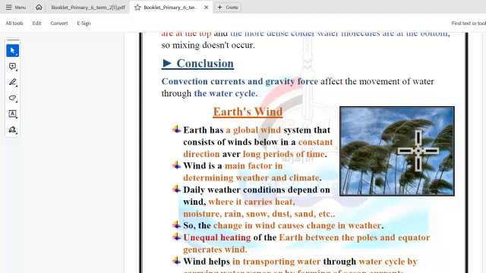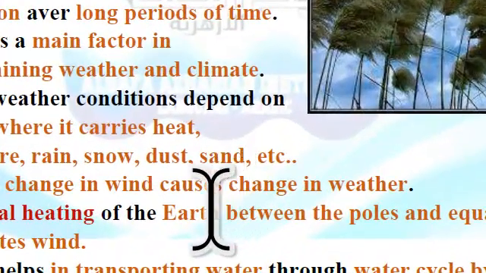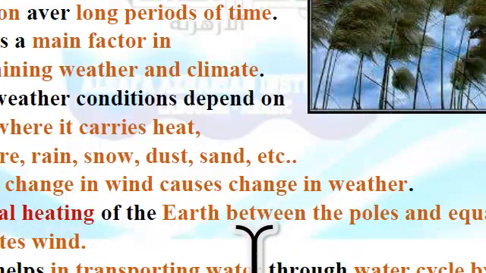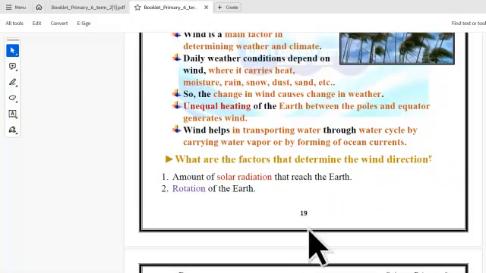Earth's wind. Earth has a global wind system that consists of winds that blow in a constant direction over a long period of time. Wind is a main factor in determining weather and climate. Daily weather conditions depend on wind, where it carries heat, moisture, rain, snow, dust, and sand. So the change in wind causes a change in weather. Unequal heating of Earth between poles and equator generates wind. Wind helps in transporting water through the water cycle by carrying water vapor or by forming ocean currents.